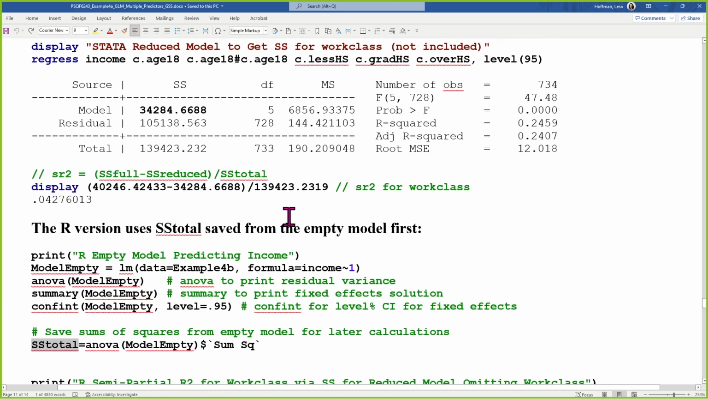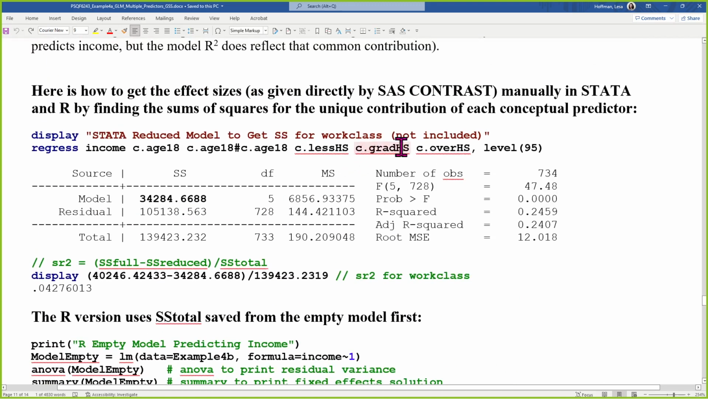So in STATA then, what I'm going to do to figure out the contribution of the working class slopes is estimate a model where they're not included. So I kick them out, and I see by how much the model sums of squares for explained information goes down. And I put that in my formula.